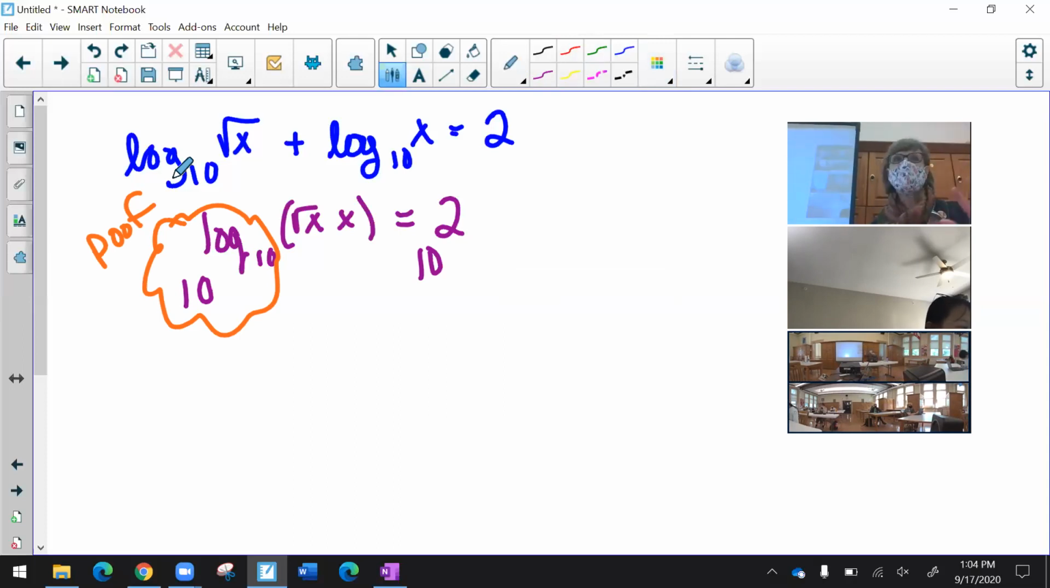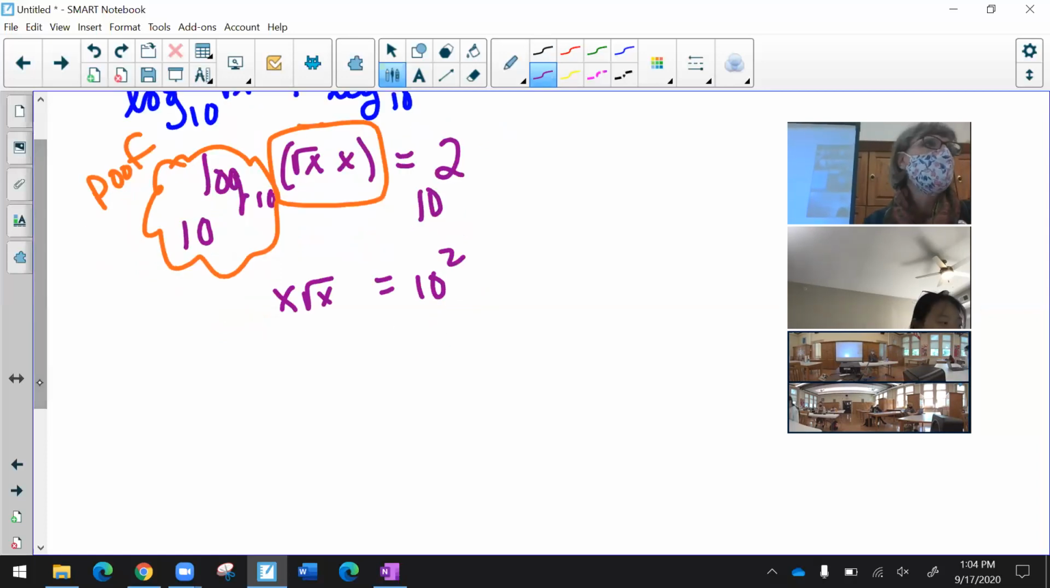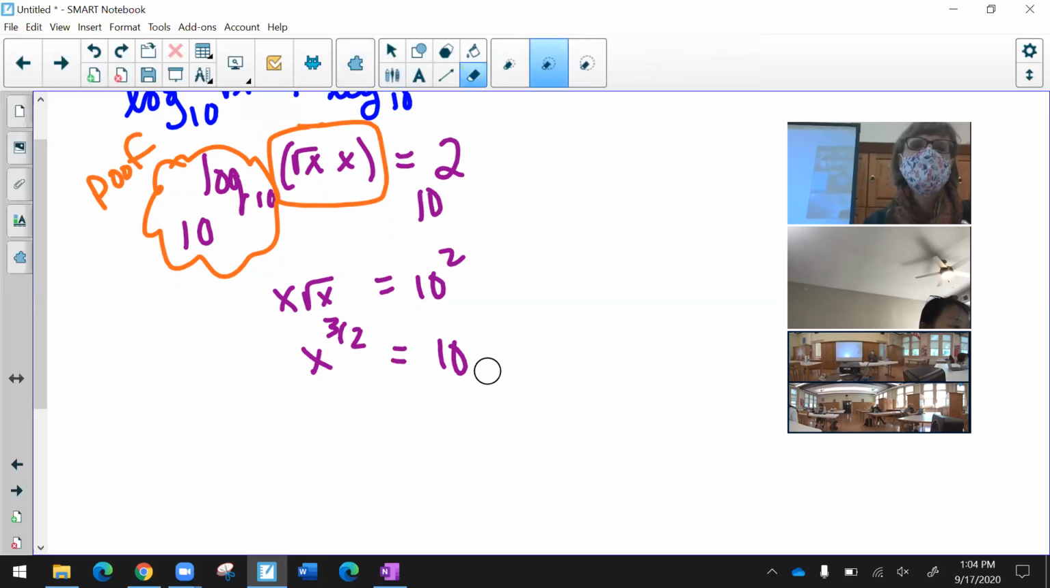So again, those are inverse operators. They undo each other, and what I have left is the arguments. So what I have left is x radical x, because writing it the other way is driving me crazy, is equal to 10 squared. Okay, everybody follow? So we all know that x radical x is really what? X to the 3 halves. And 10 squared is really 100, although actually I think I might just leave it as 10 squared.